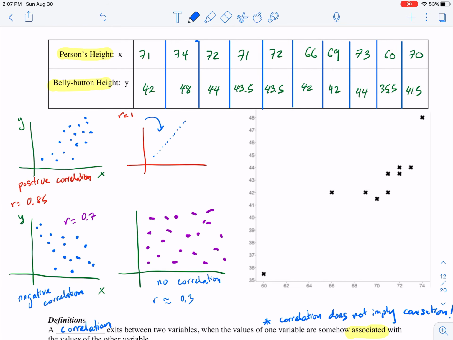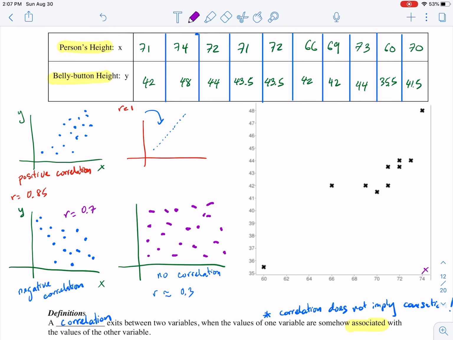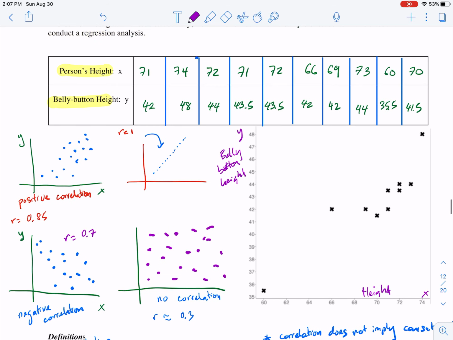So we have this. I'm going to say this would be our X, and this is our Y. So X means height, a person's height, and this would be belly button height. So these are the 10 data points here. Here's the question: what if I have a person say, okay, I'm 73 inches. Can I use this data set to guess where my belly button height is? The answer is yes. It depends how strongly X and Y in this case are related, okay?